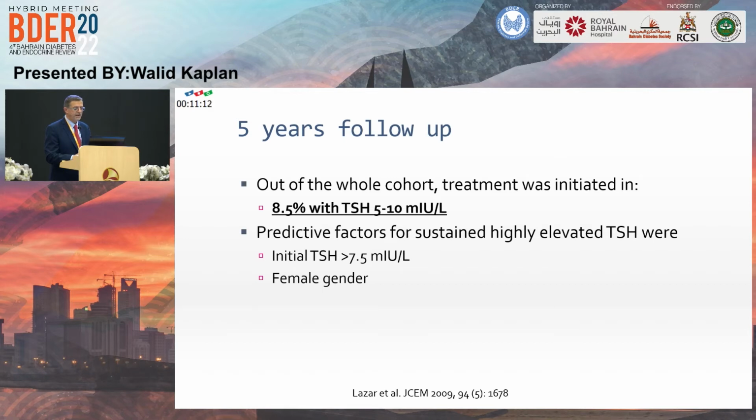And the predictive factor that they concluded from that study, that if the initial TSH was more than 7.5 and the patient is a female, those were the correlating factor to indicate more likelihood of needing treatment. But keep in mind, those who needed treatment were less than 10%.